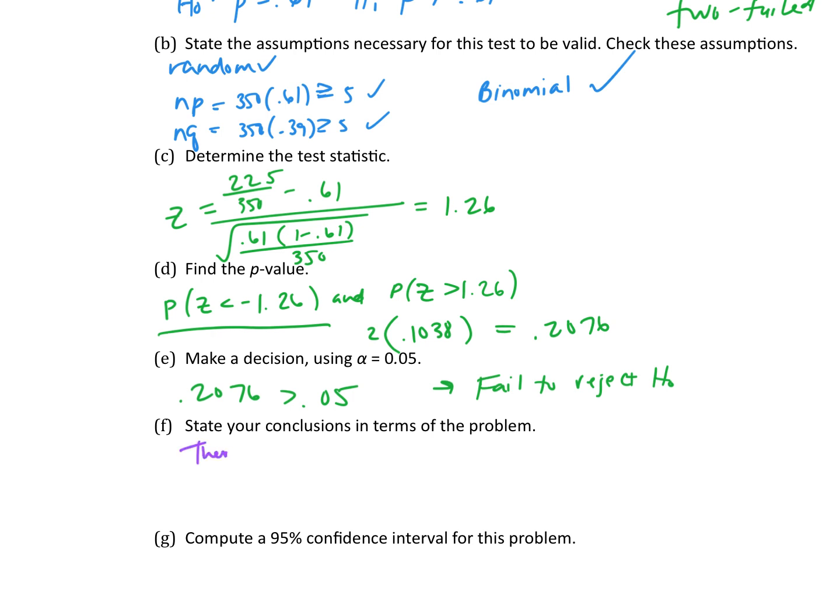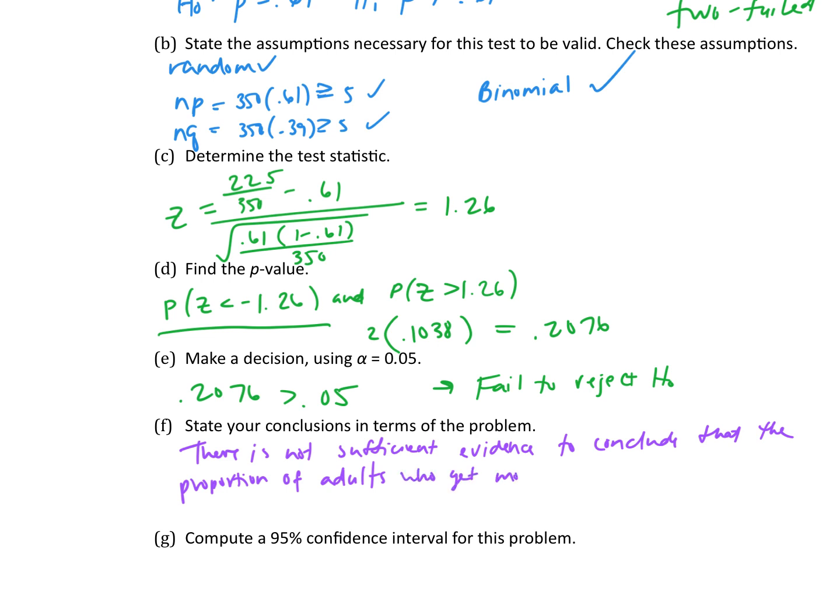Conclusion, there is not sufficient evidence to conclude that the proportion of adults who get more than 7 hours of sleep on the weekend is different than 61%.